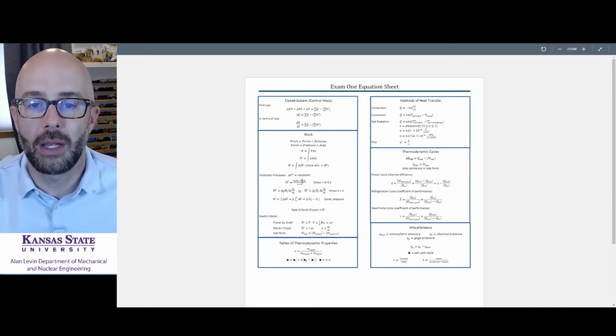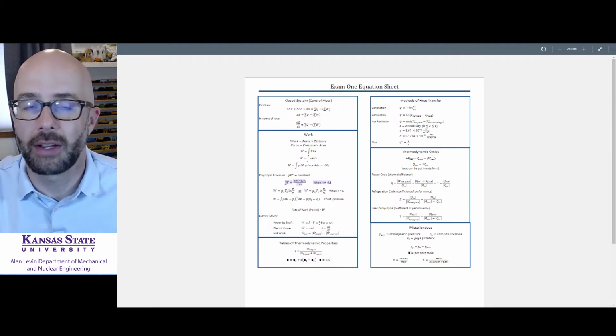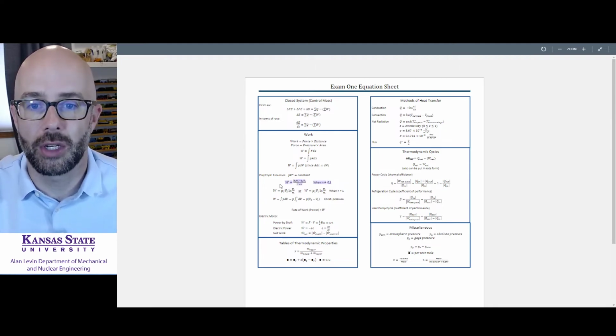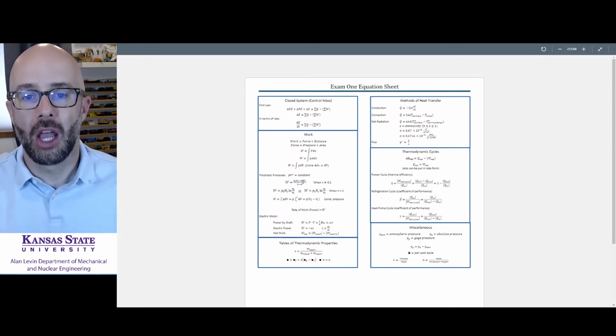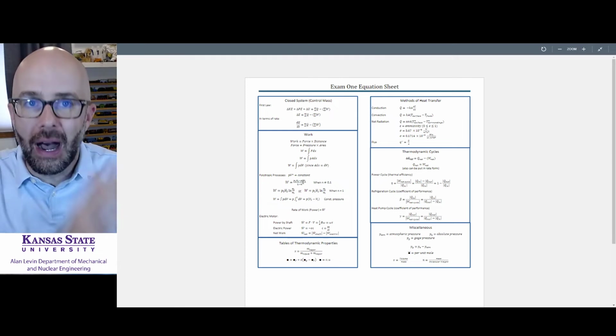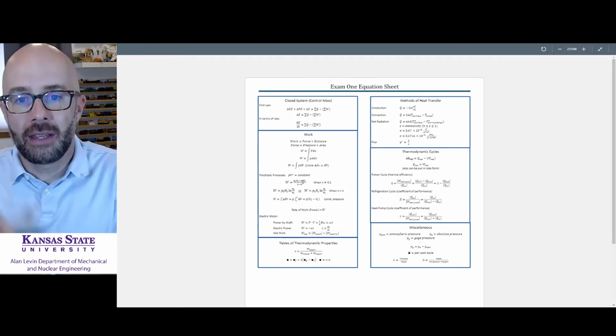P2V2 minus P1V1 over 1 minus n. When n is not equal to 0 or 1, you're going to use this equation. You don't have to memorize it, just use that equation. Now remember what 2 and 1 mean in this: 2 means the final state, 1 means its initial state.